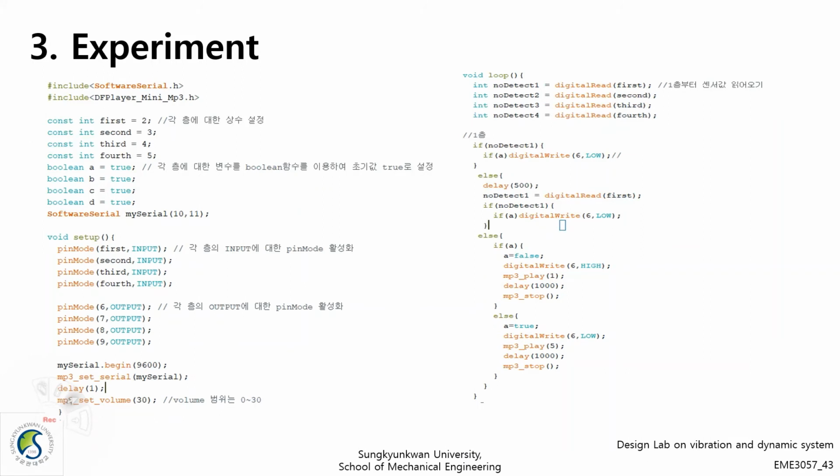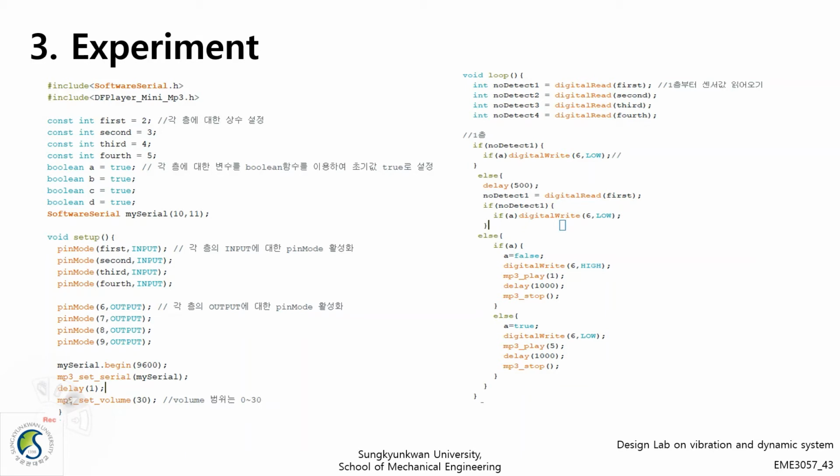This is the code of the system that I have configured. I operate the general input-output data pins with RX and TX pins using the SoftwareSerial library and use the MP3 library to activate the DF player MP3 module.